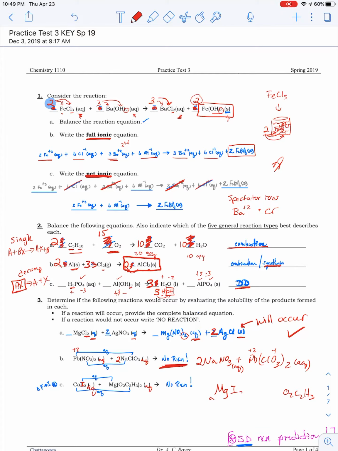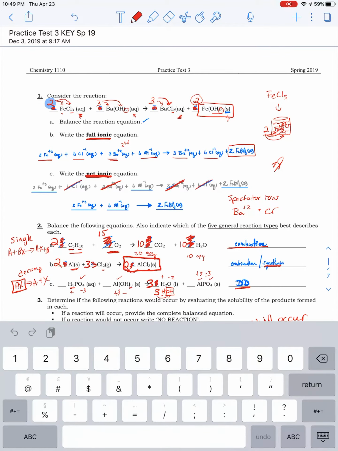So this becomes MgI2 because he's plus 2 and he's minus 1. And then this one becomes Ca with a 2, that's -1 and that's plus 2. Magnesium iodide is aqueous, and so is, oops.